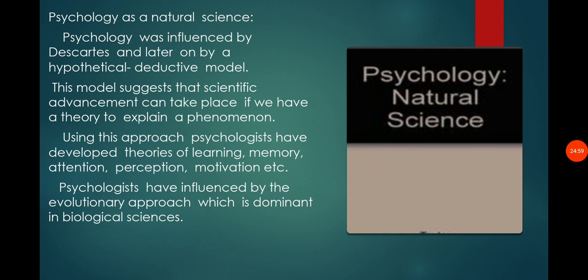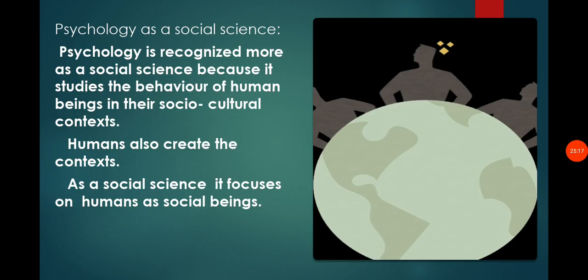One is the hypothetico-deductive model and the other is the evolutionary approach. By using these approaches, psychologists have developed different concepts, and different theories are based on these models and approaches. In that sense, we can state that psychology is known as a natural science. Then the second stream states that psychology is a social science. Most psychologists state that psychology is recognized more as a social science because it studies the behavior of human beings in their socio-cultural context.